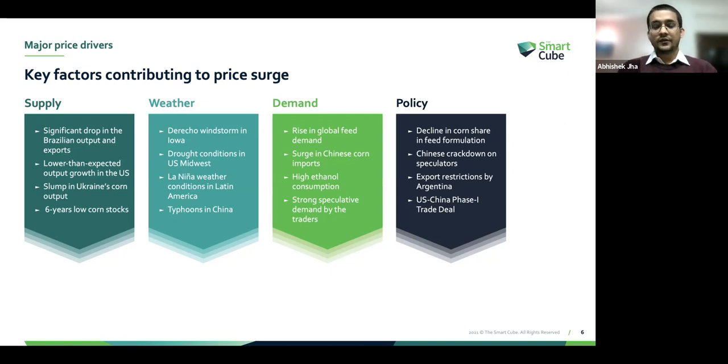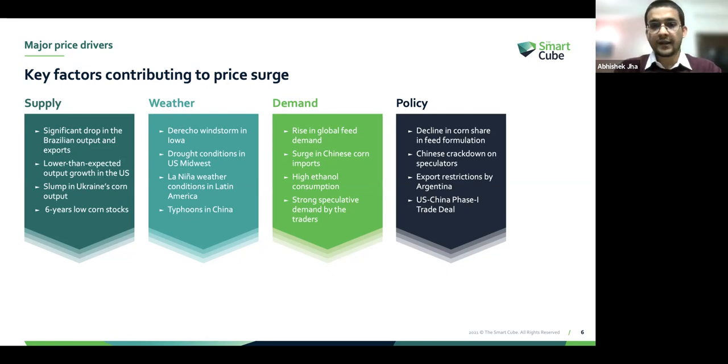Moving on to the demand side, we had a very impressive demand from the feed sector, and the global feed demand remained high throughout the year. It was majorly driven by what was happening in China. China, after a successful containment of ASF, that is African swine flu, among its hog population, was able to increase the number of pigs that it went on to cultivate. So that actually increased the requirement for the feed demand in that particular country.